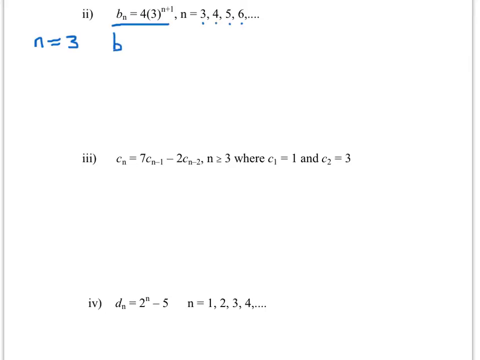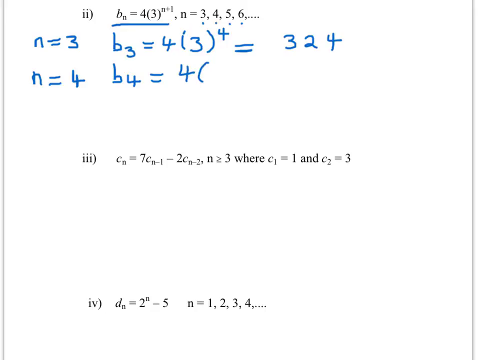When n is equal to 3, we find that b3 is equal to 4 times 3 to the power of n plus 1, and n plus 1 is 4, 3 plus 1. Get your calculator, work this out, and what you find is the first value is 324. The next term is when n is equal to 4. So putting that in, you find that b4 is equal to 4 times 3 to the power of 5 in this case. Again, with your calculator, you can solve this as being the value 972.